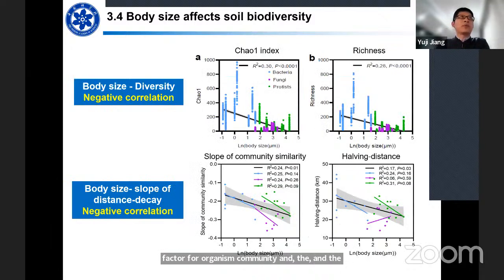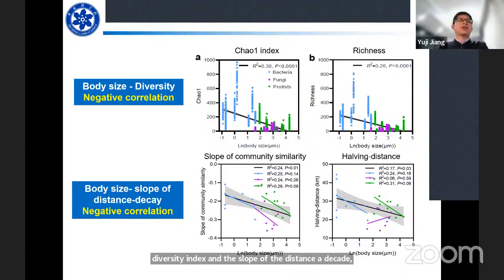We also found the body size was negatively correlated with the diversity index and the slope of the distance-decay relationship. This result suggests that microbial diversity decreased and the turnover rate of the community composition increased with increasing body size.